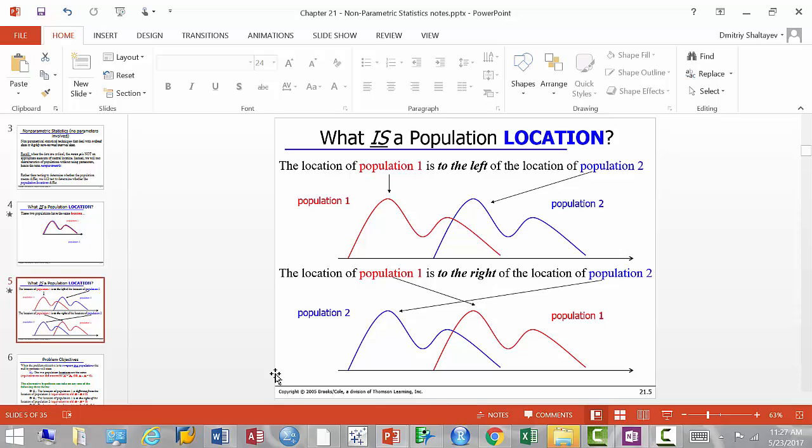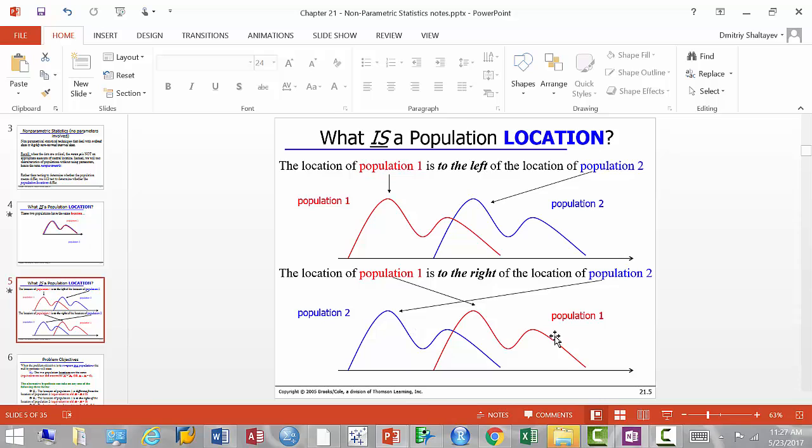So if I have this picture, my population 1 is shifted to the left compared to population number 2, then instead of saying mu1 is greater than mu2, I'm going to say that the location of population 1 is to the left. Well, actually, mu1 is smaller in this case, right? Mu1 is less than mu2. Population 1 is located to the left from the location of population number 2.